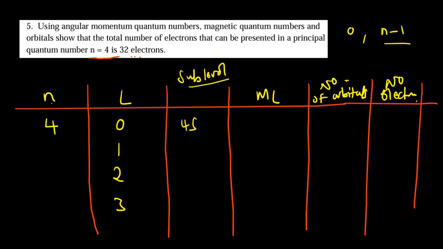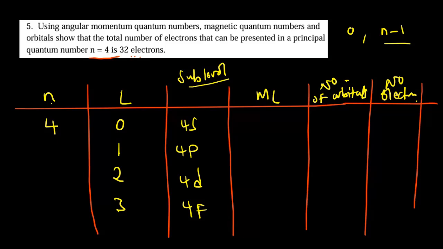And then this one, if it's 1, is the p. But it's occurring under the 4, so it will be 4p. And then this one is 2, so it will be 4d. And then this one here, it will be 4f like that. Now we can get the magnetic quantum numbers.